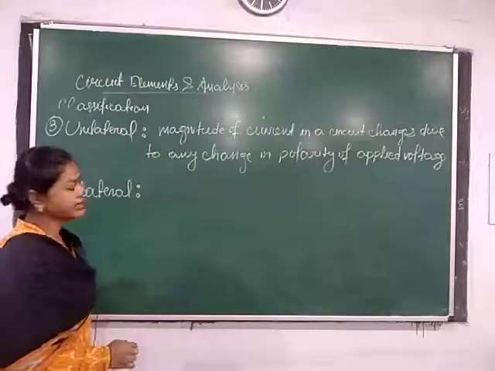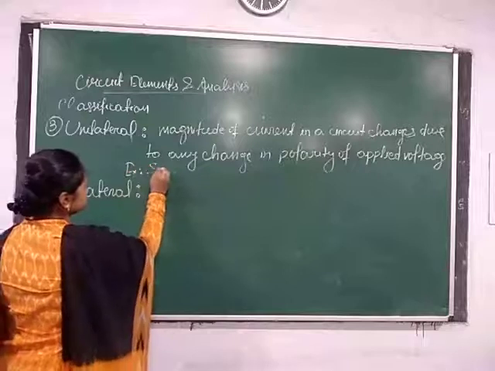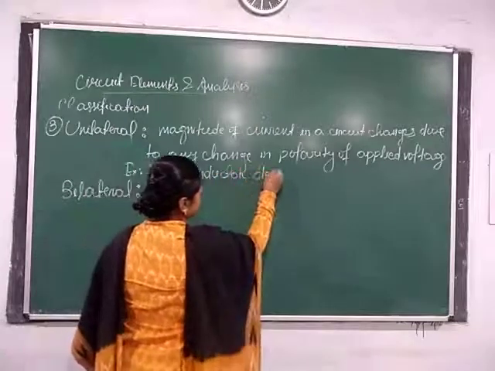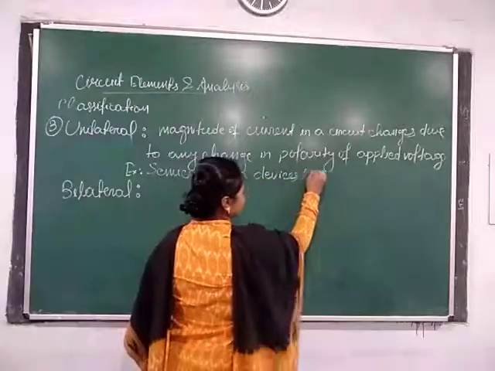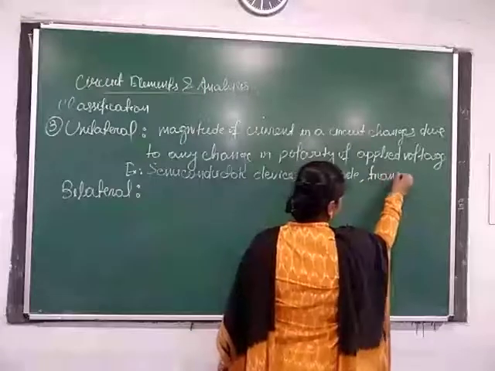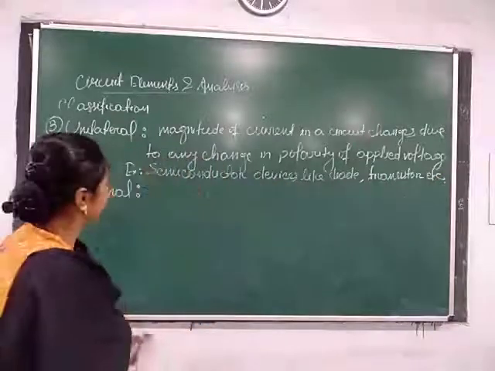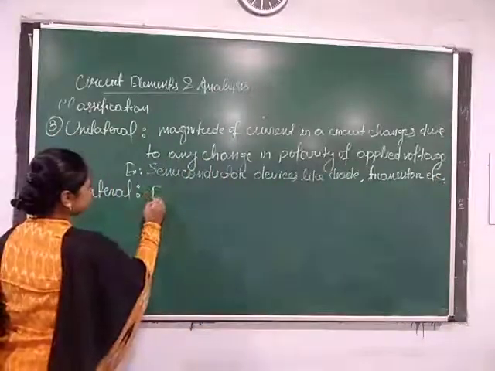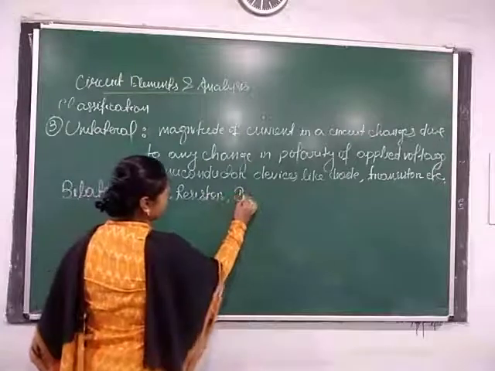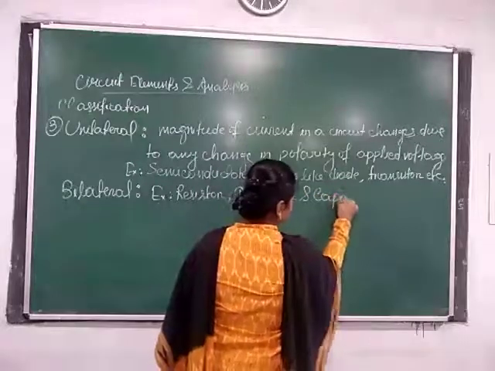Examples of unilateral elements are semiconductor devices like diode, transistor, etc. And bilateral examples are resistor, inductor and capacitor.